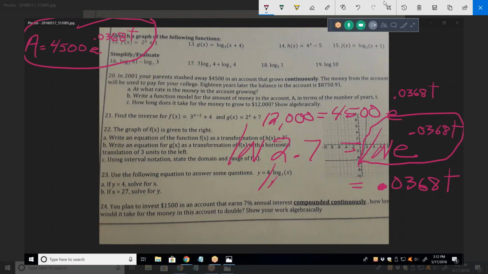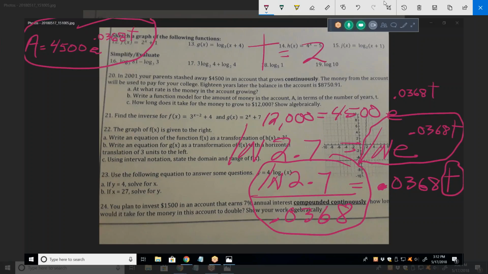Over here, we still have natural log 2.7. So time is going to be the natural log of 2.7 divided by 0.0368. Go ahead and come up with that number. Should be in the neighborhood of 24 years, I'm guessing, 25 years. 26.9. It's always a good idea to know what the ballpark should be, just so you know that if you're off by a factor of 10, you've done something wrong.